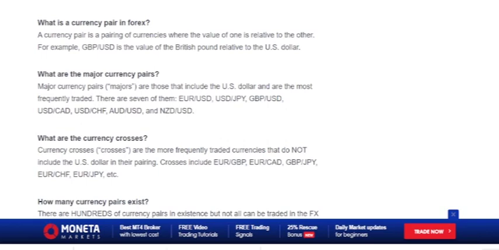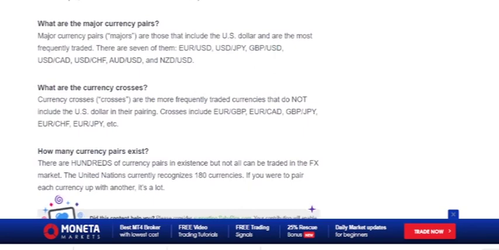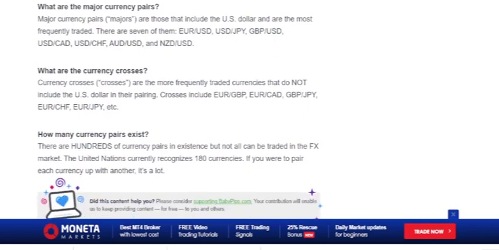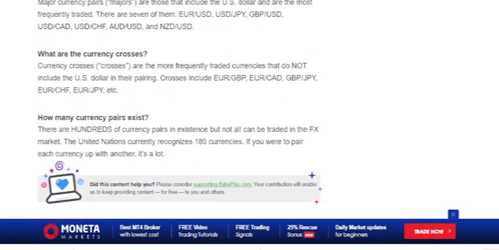What are the currency crosses? Currency crosses, the minors, are the more frequently traded currencies that do not include the US dollar in their pairing. Crosses include EUR/GBP, EUR/CAD, GBP/JPY, EUR/CHF.